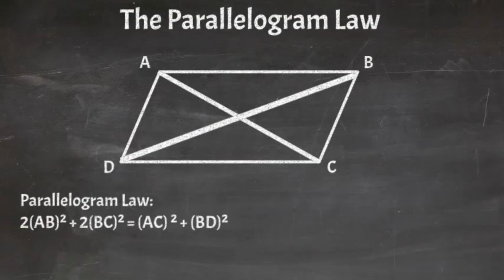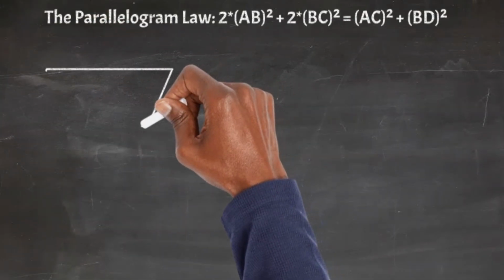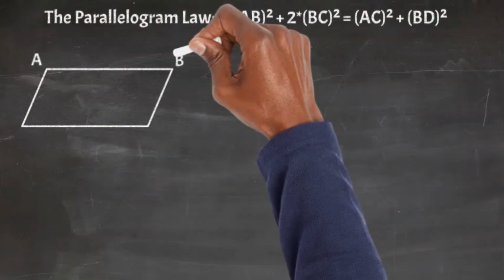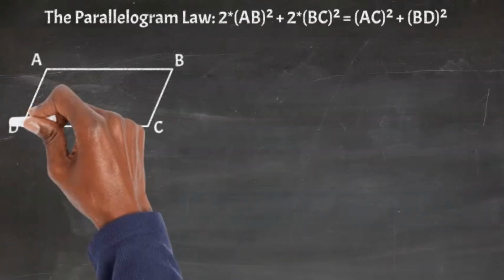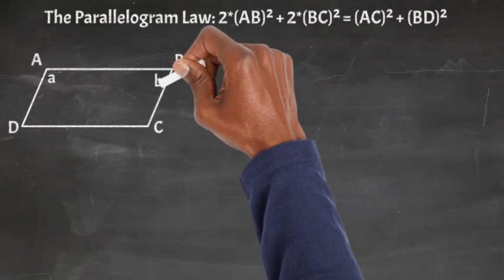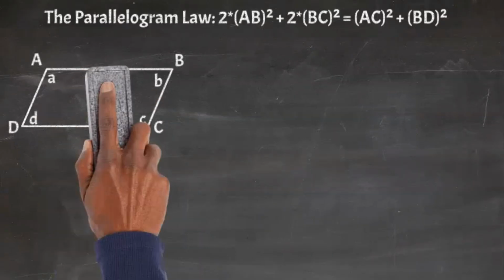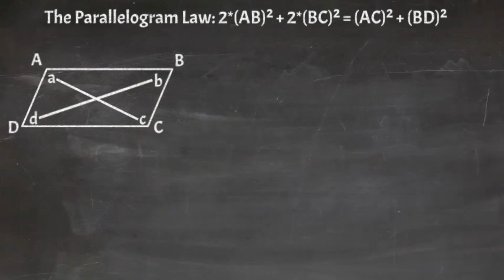two internal line segments. To demonstrate this law, we will analyze a generic parallelogram ABCD with internal angles A, B, C, and D, and internal diagonal line segments BD and AC.